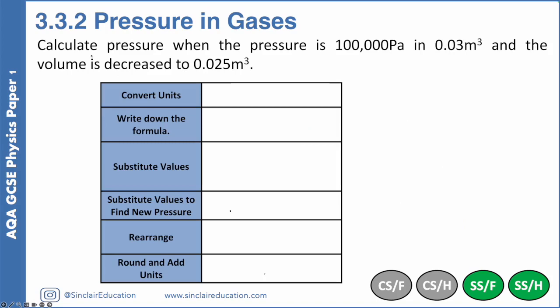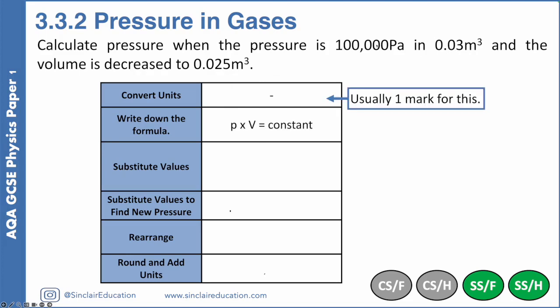So here, calculate pressure when the pressure is 100,000 Pascal in 0.03 meters cubed, and the volume is decreased to 0.025 meters cubed. So, first of all, we've got no unit conversions. We're going to find our constant. So here, pressure times volume will equal a constant, which is 100,000 times 0.03, equals a constant of 3,000.